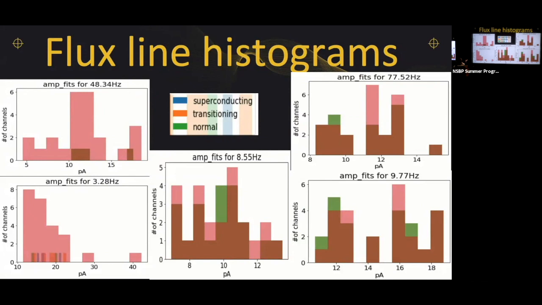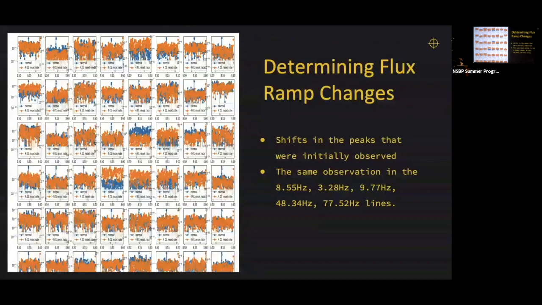From there, you can see they essentially have the same spread, the same distribution. We used that to compare, and then we went on to investigate by determining the flux ramp changes and whether that was responsible for the peaks that we were seeing. The blue part is the original data. I don't know if you can see the peaks in all of that.